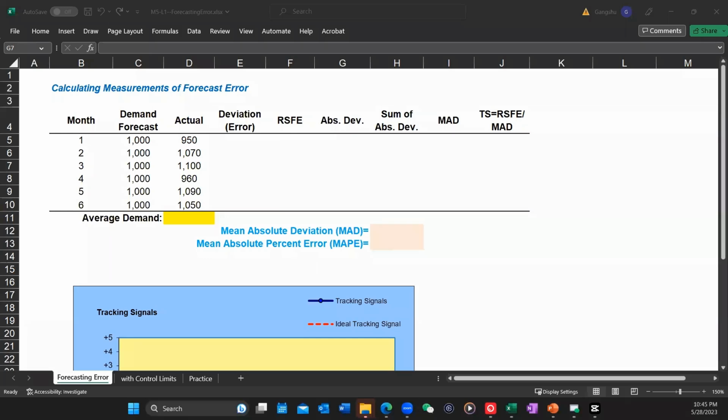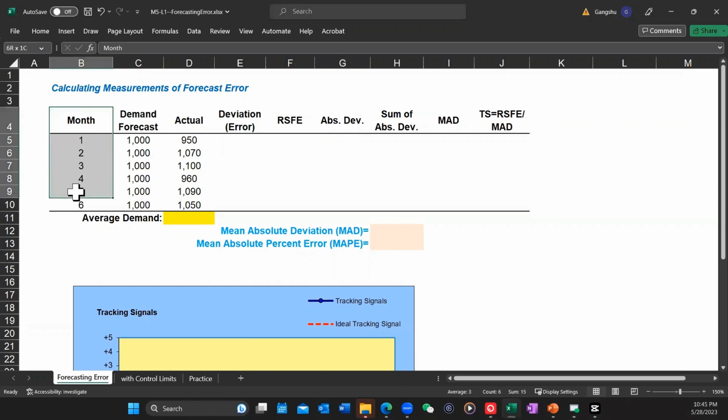We now demonstrate how to calculate measurement of forecast error. In this demonstration, we have 6 data points: month 1, 2, 3, 4, 5, 6. We have 6 actual data points. At the same time, we assume the demand forecast for each single month will be 1,000 for simplicity.